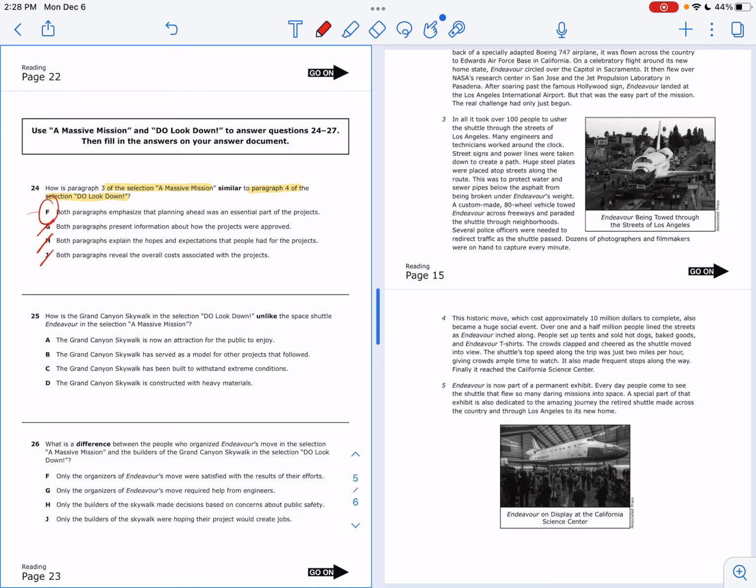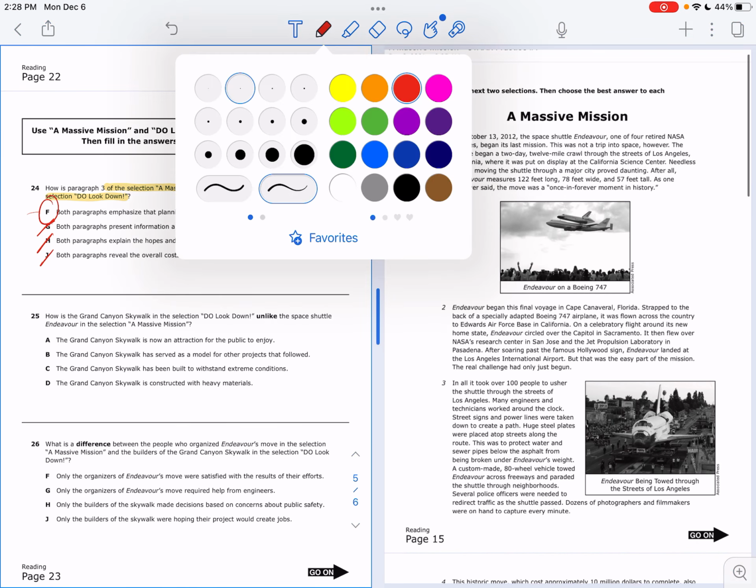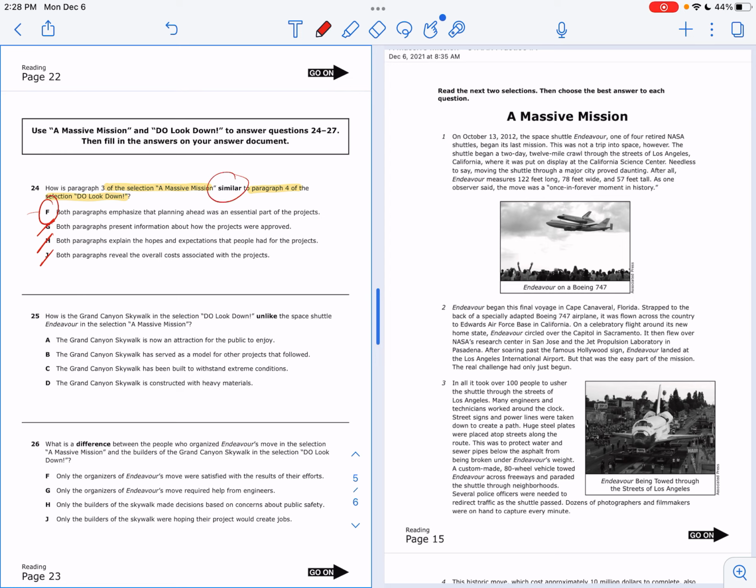All right. 25. How is the Grand Canyon Skywalk in the selection Do Look Down, unlike the Space Shuttle Endeavour in the selection of Massive Mission? So in the previous question, we looked at how they were similar. Now we're looking at how they're different, okay? The Grand Canyon is now an attraction for the public to enjoy. Well, that's the same in both. The shuttle and the mission is now in a museum. The Skywalk is still up. It's still working, so that can't be correct.